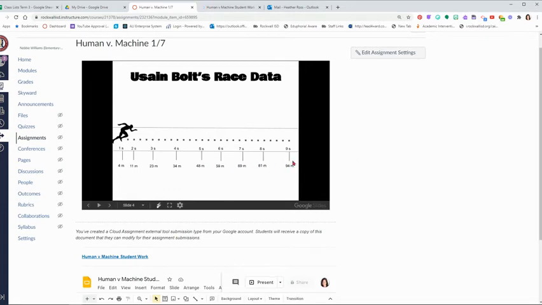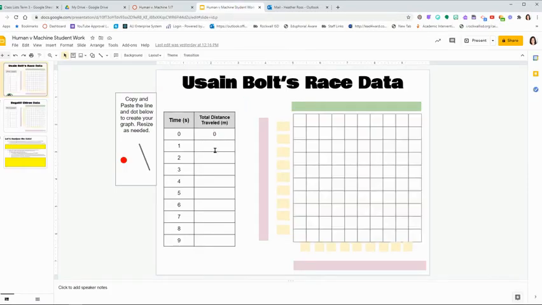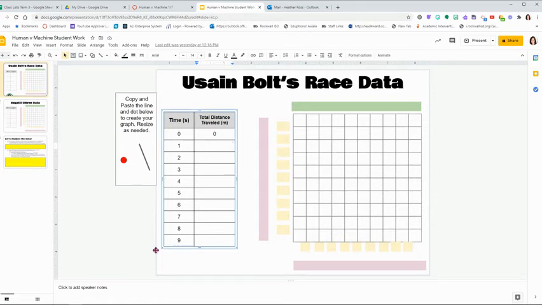So every second for 9 seconds, how far did Usain Bolt travel? And you're going to add that first to the data table. So at 1 second, how far did he travel? Then you're going to take that information and make a line graph, just like we did in class on Wednesday.